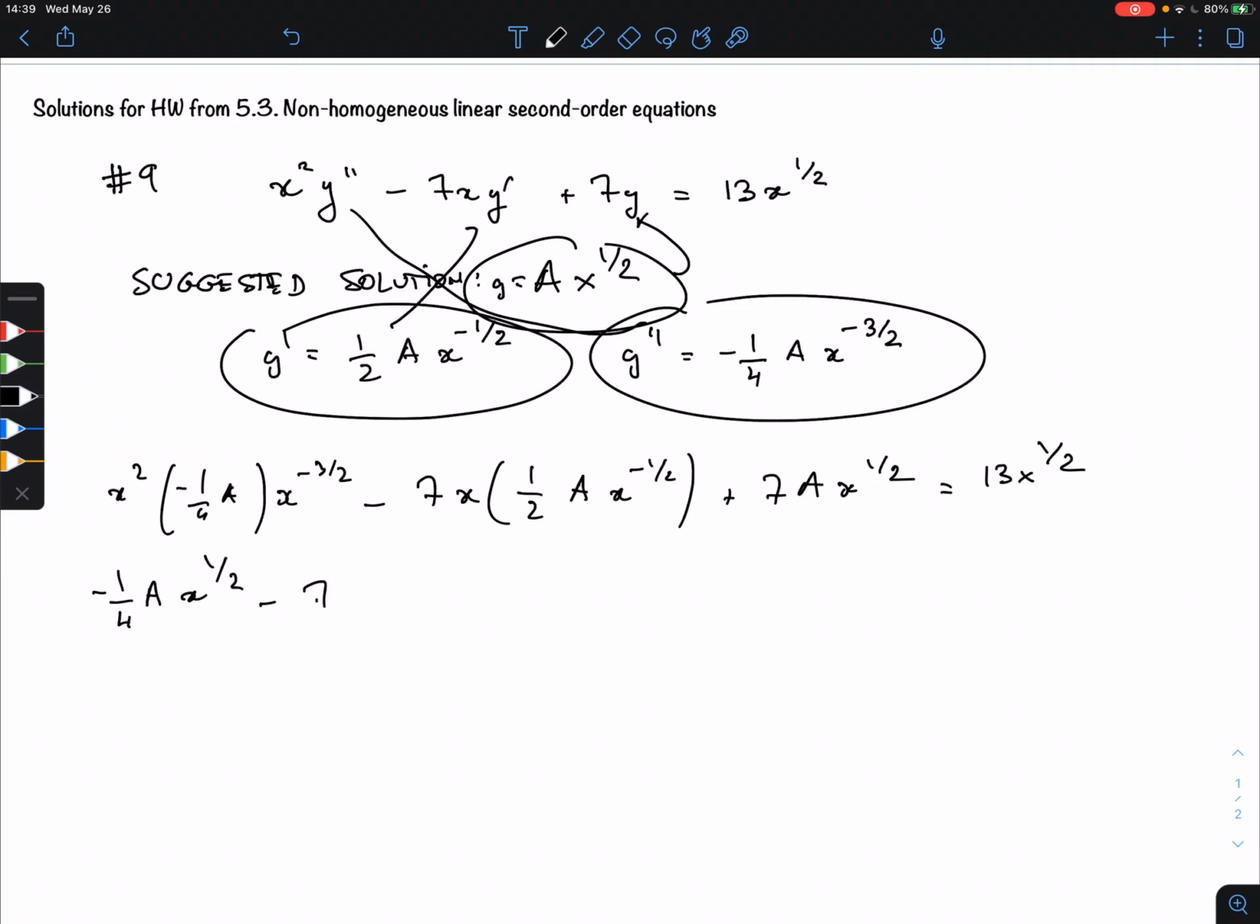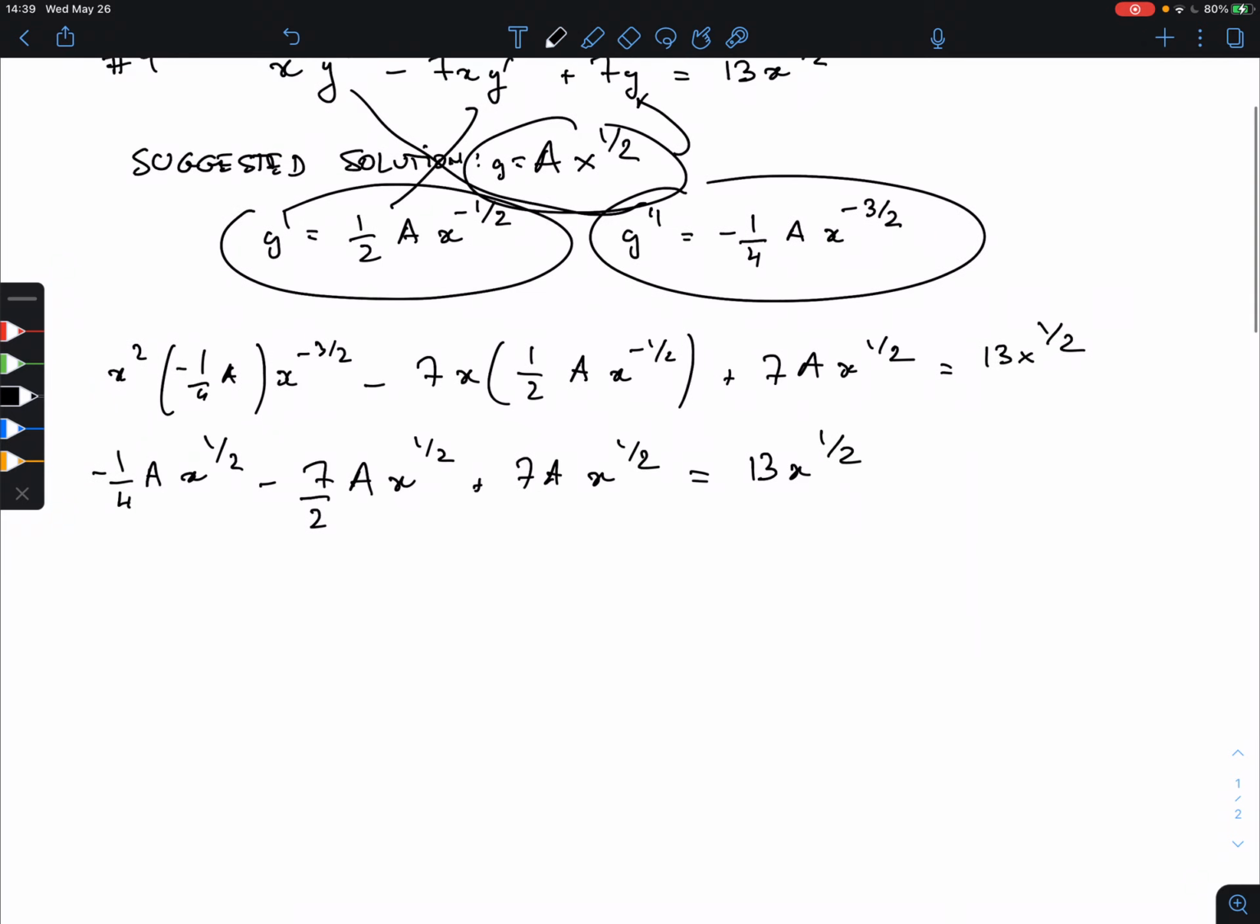What do we have here? We have minus 7/2, we have an a, and then we have x, which is power 1, plus minus a half. So that is again a half. And here, of course, we have 7a x to a half, and that is equal to 13x to a half. Now, what has to happen, otherwise it doesn't work, is that these must all be like terms, and they are x to the half. They all have the same power here. So in other words, the simplest way is to just divide out x to the half. Okay, so we find minus 1/4 a minus 7/2 a plus 7a is 13.